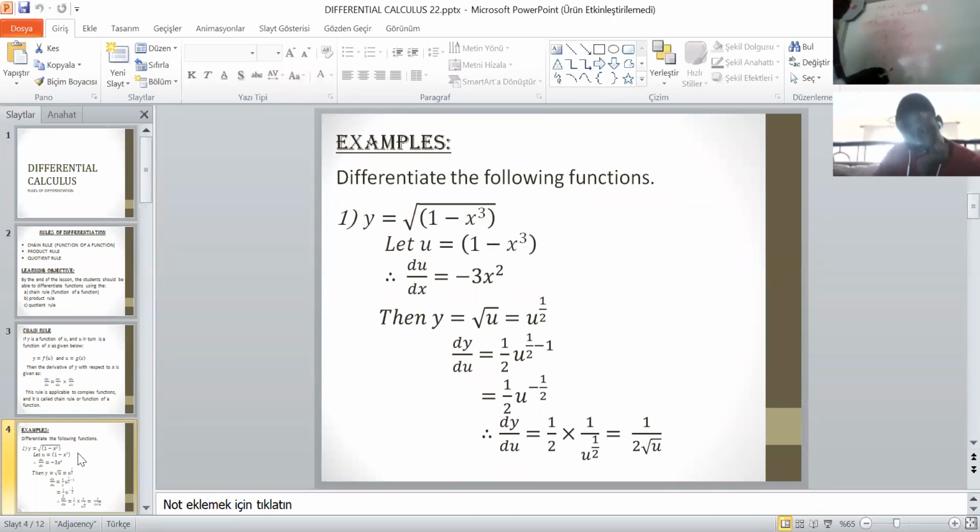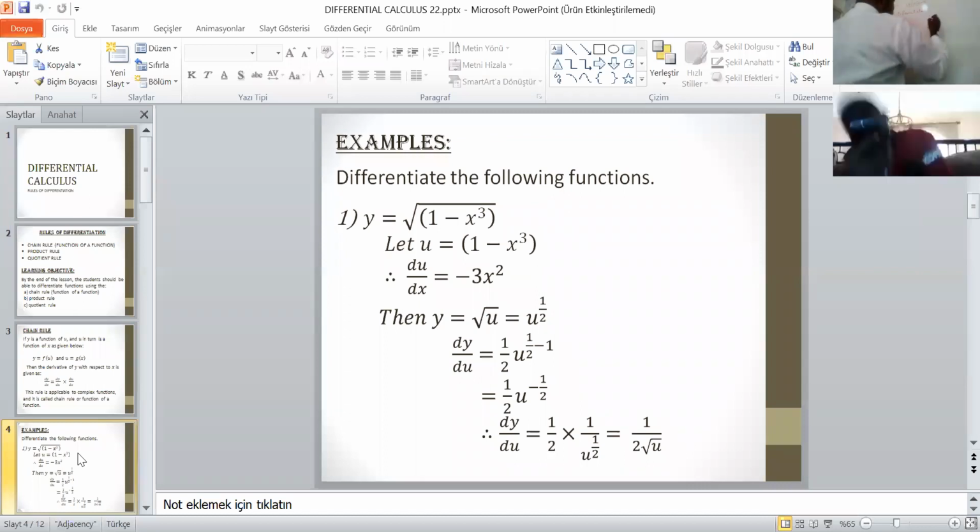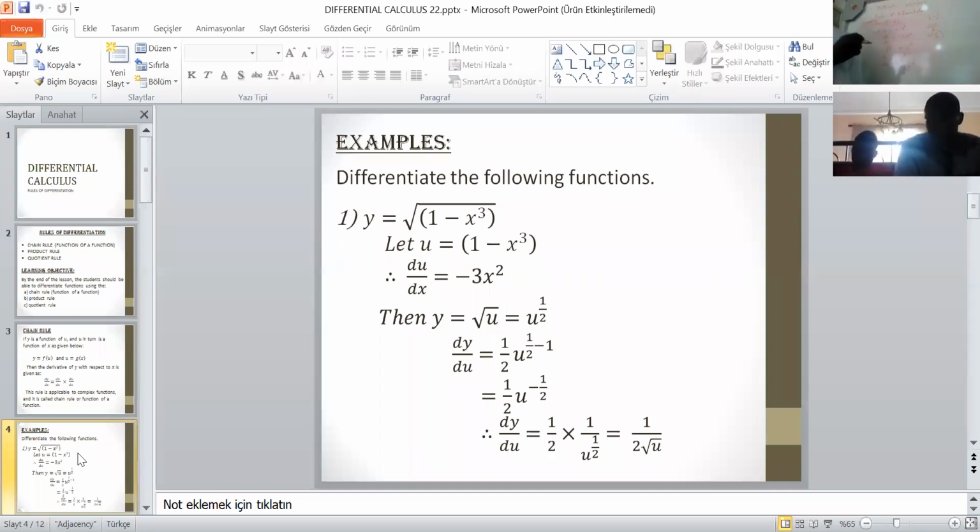This is SS3 class. You should be able to subtract 1 from 1 over 2. Just have 1 over 2 minus 1. That one can be written as 1 over 1. So the LCM is 2. 2 divided by 2 is 1, times 1 will still give you 1. Minus 1 divided by 2 will give you 2 times 1, that is 2. And of course, 1 minus 2 will give you minus 1. So it's minus 1 over 2. So that's how I got the power to be minus 1 over 2.